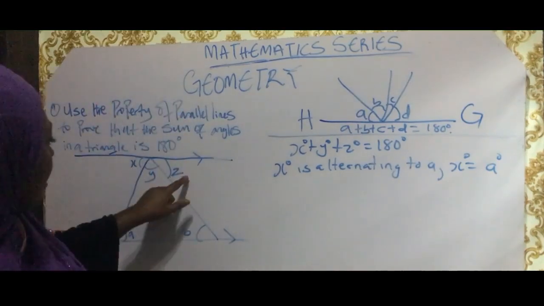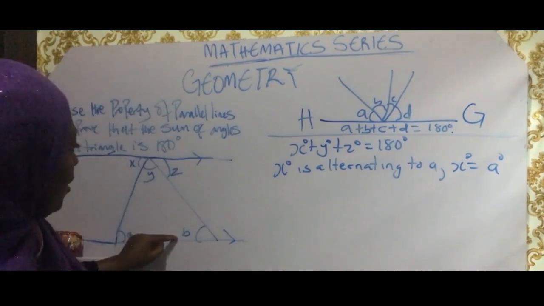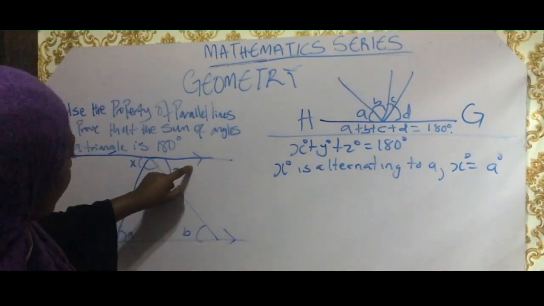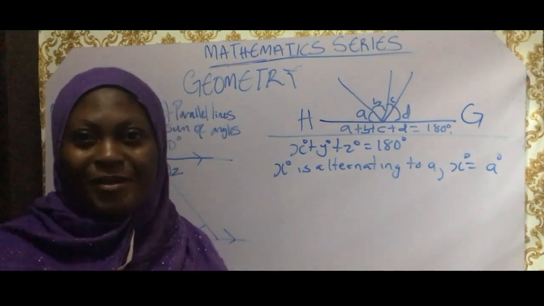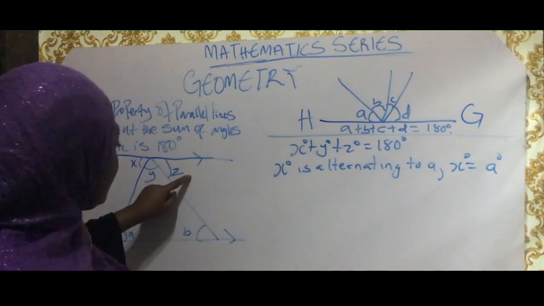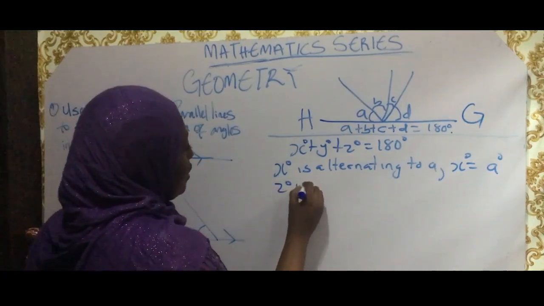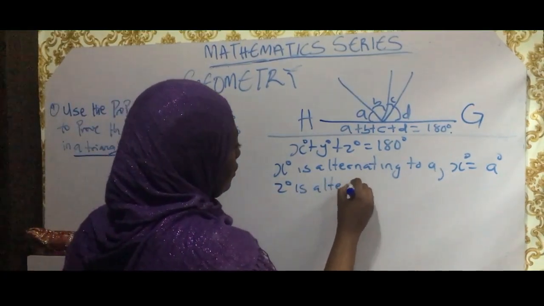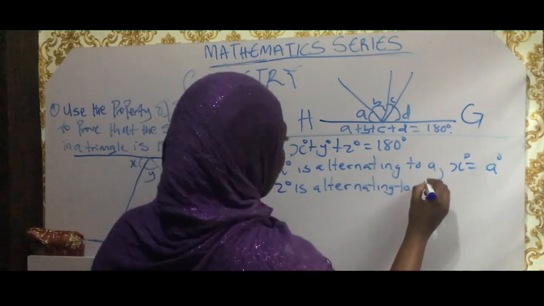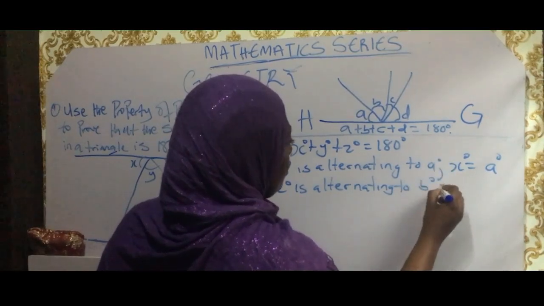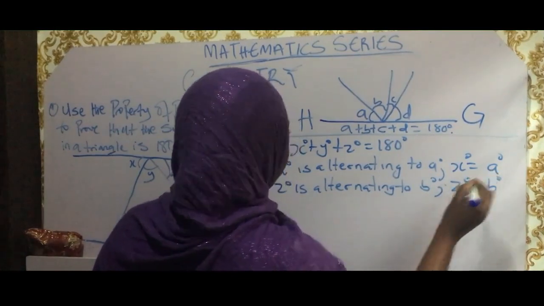Likewise, angle Z and angle B are on opposite sides of the transversal. So Z is alternating to B. So if angle Z is alternating to angle B, it means that angle Z is equal to angle B.